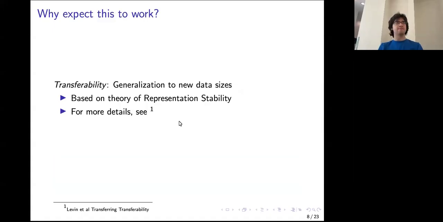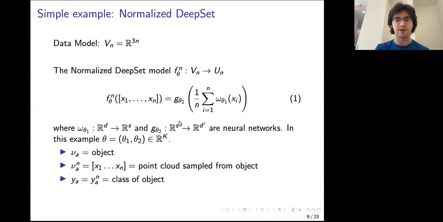Now, why do we expect this to work? Well, you can think of an example where you have some graph that only has a complicated cycle or something that helps you solve the problem in 20 dimensions or 30 dimensions. And if you're using 5 dimensions, you're not going to capture that and your learning isn't going to work. But generally, there's this concept of transferability where you can generalize to new data sizes under certain assumptions. And it's based on the theory of representation stability. We're not going to go too much into that, and it's not really that necessary for understanding what we're doing. But you can see this paper if you want to learn more about that. But basically, we have a theoretical justification for why we expect this to work.